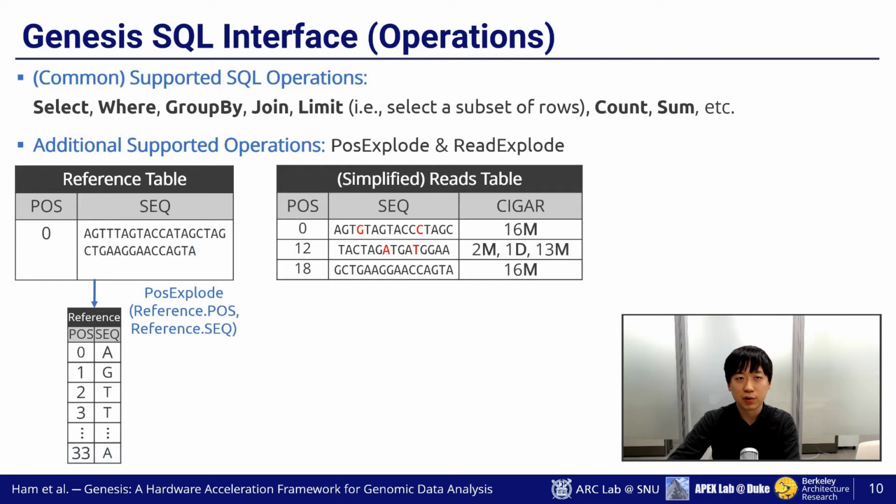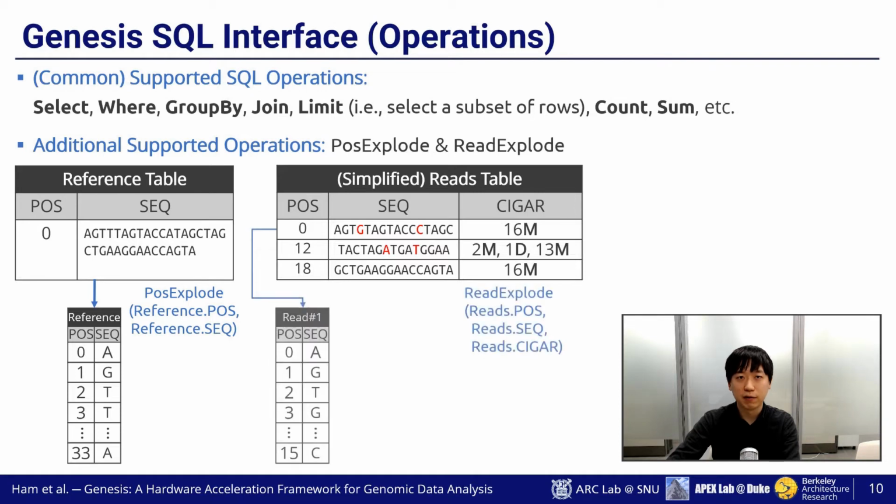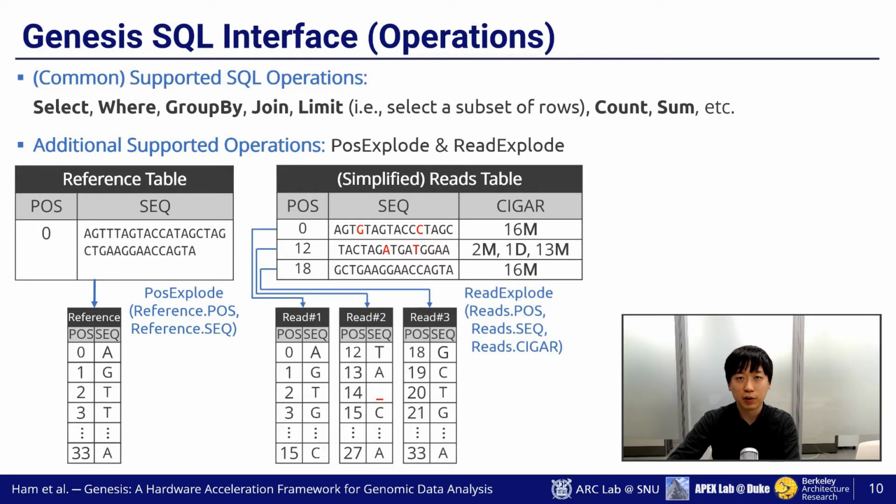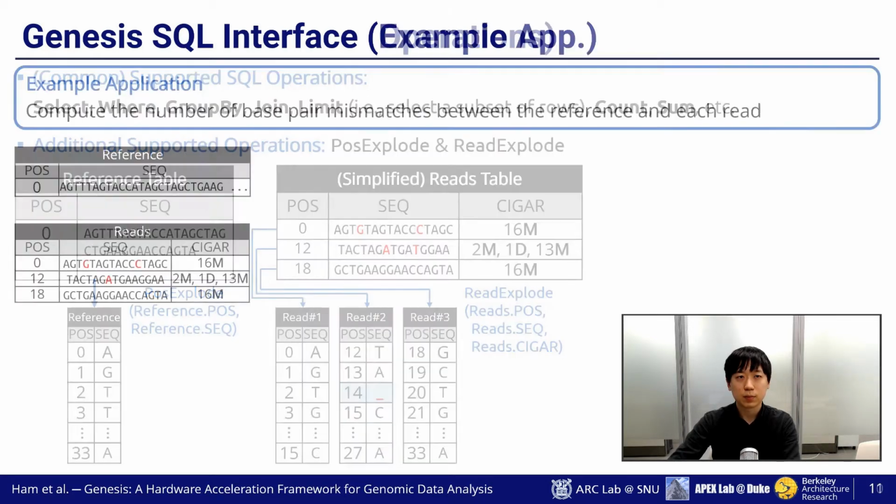Popular SQL extensions such as Hive Query Language or Spark SQL also support this operation. Read-explode is similar to the pos-explode operation. However, this operation considers genomics-specific cigar metadata. For example, for read number 2, this operation does not put any base pair for pos 14, considering that this read has a deletion at pos 14 as indicated by its cigar metadata. Note that read-explode can also handle insertions or other types of cigar operations.